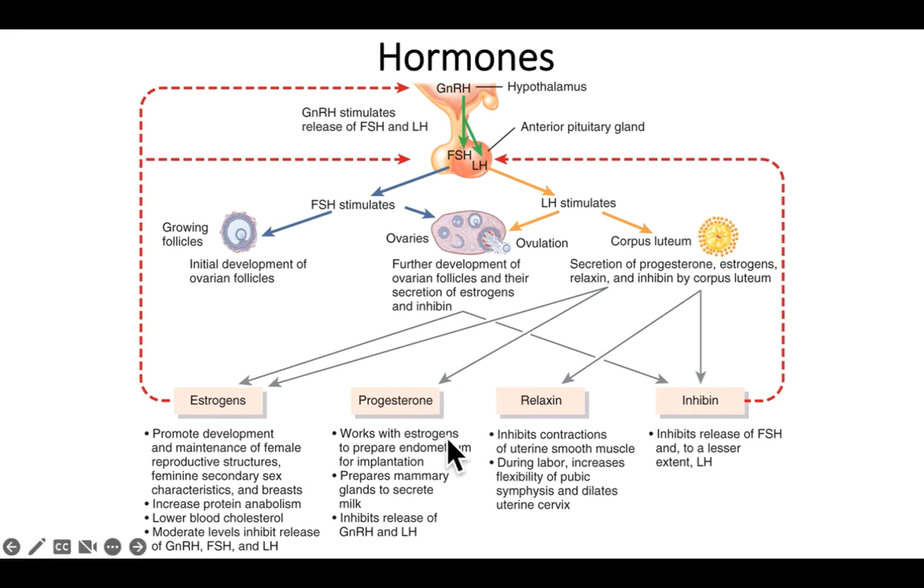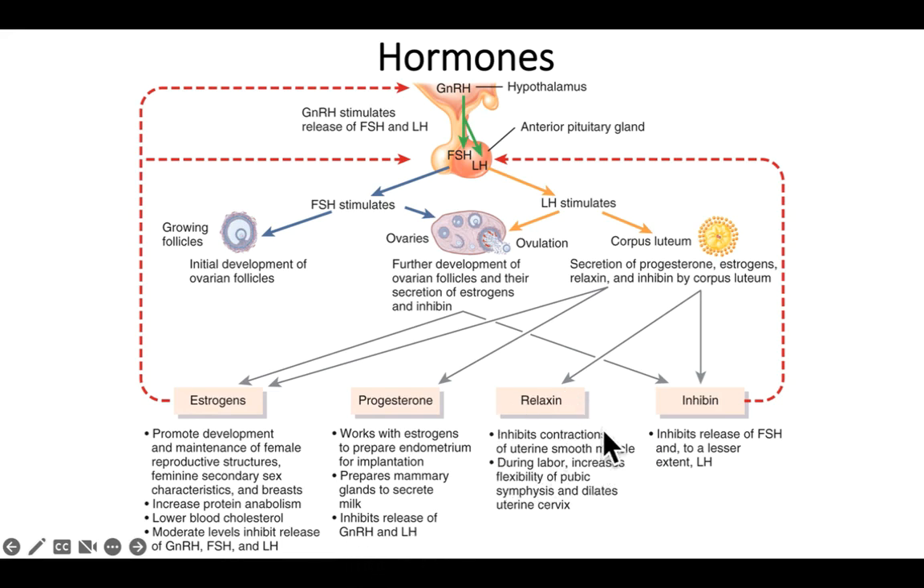Progesterone works with estrogen to prepare the endometrium for implantation. So that endometrium is the inner lining of the uterus where the embryo has to attach. So estrogen and progesterone kind of get that uterine lining, the endometrium, ready for that implantation. It also helps prepare the mammary glands. And then again, it's got this negative feedback effect on GnRH and LH.